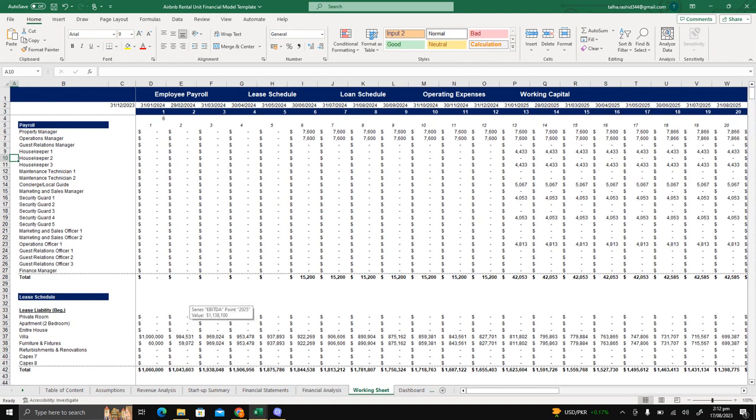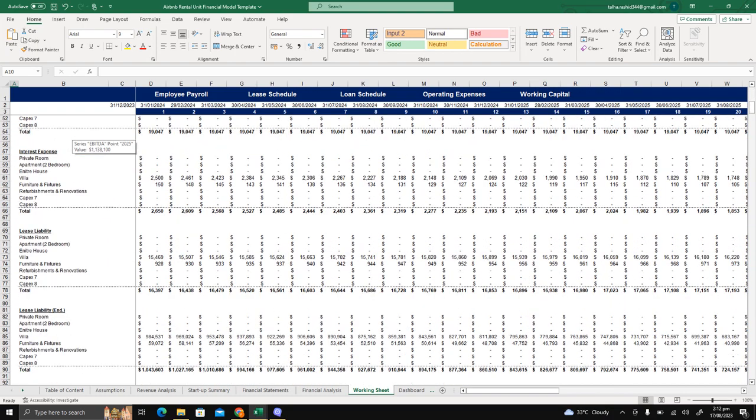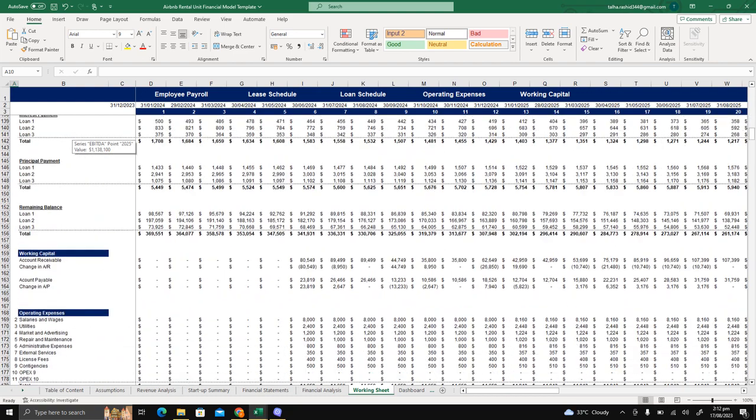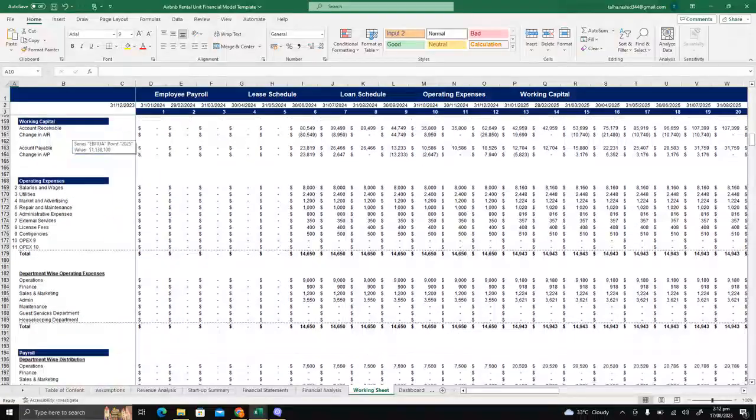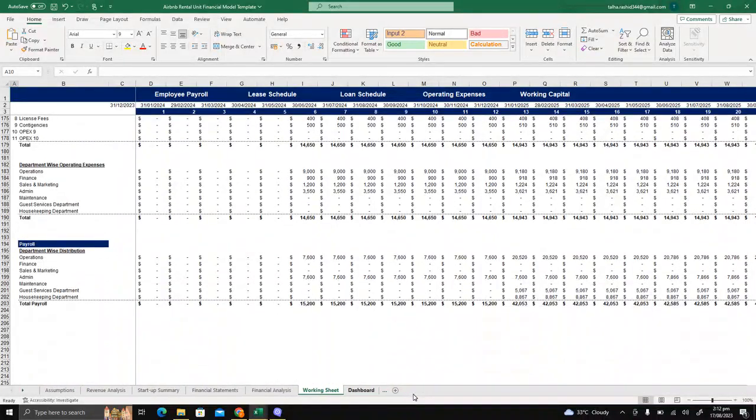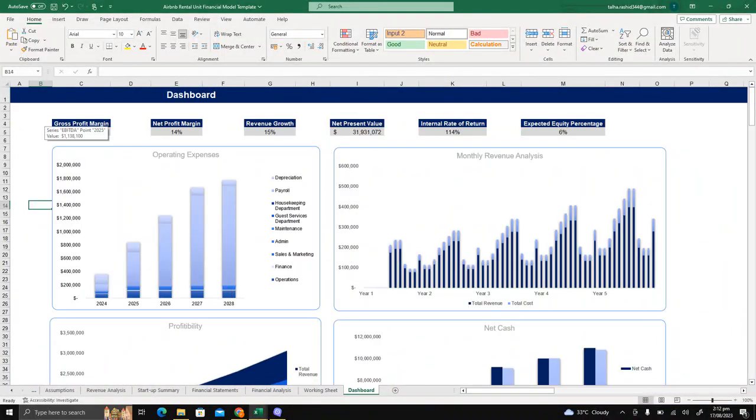Then comes the working sheet. The working sheet tells you about all the calculations relevant to the financial statement over here. It tells you about the payroll, lease schedule, loan schedule, as well as operating expenses and working capital. Then comes the dashboard. Lastly, it shows you the main KPIs over here, as well as all the relevant graphs and information in graphical context, which makes it easier for you to make your financial decisions.